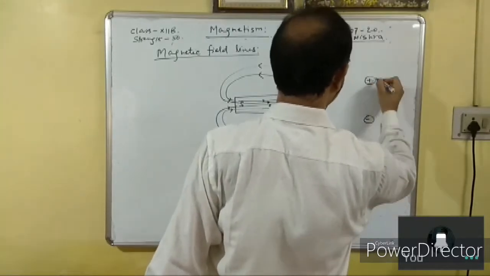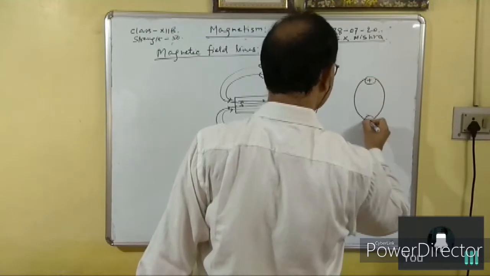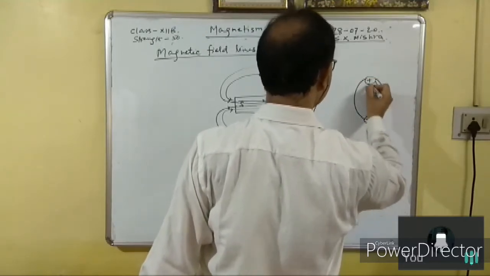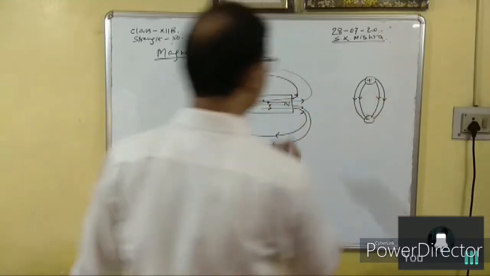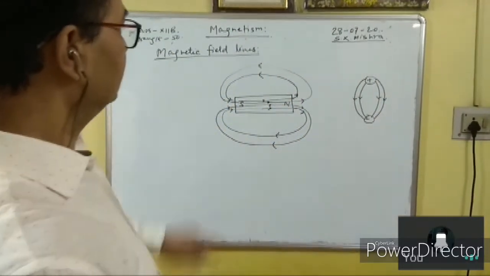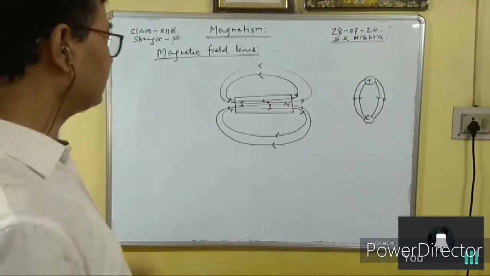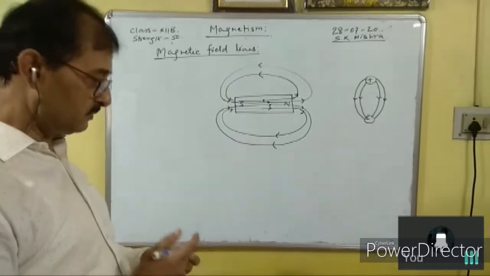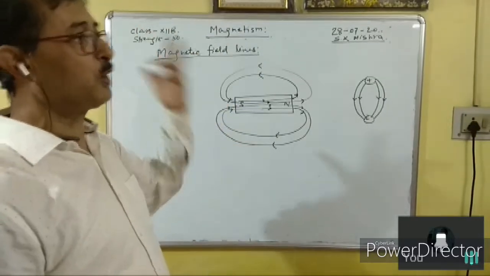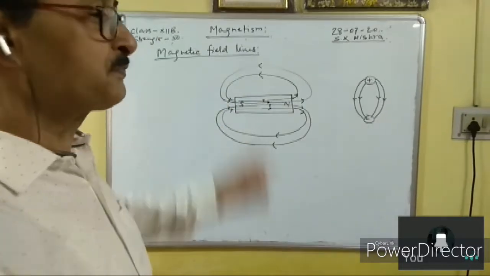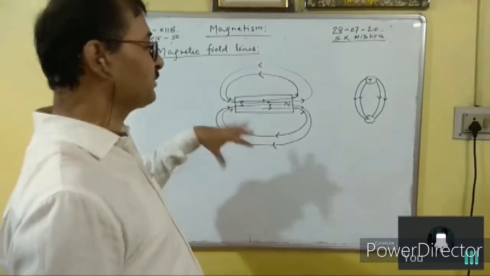But in electrostatics, electric field lines never form a closed loop. The reason is, if this is a positive charge and this is a negative charge, then field lines start from positive and end at negative. But in magnetic field lines, it is continuous. So north to south outside the body of the magnet, and then south to north.